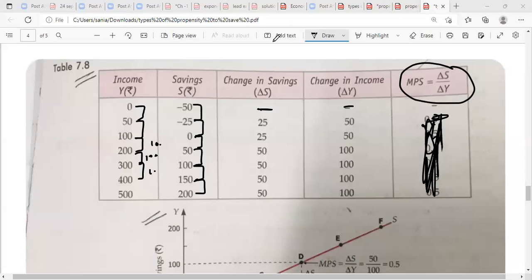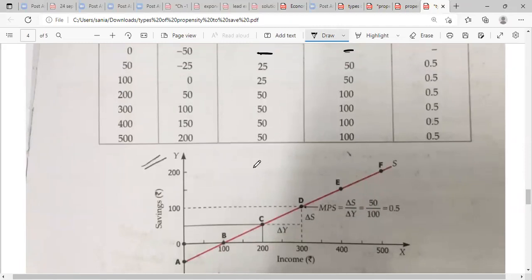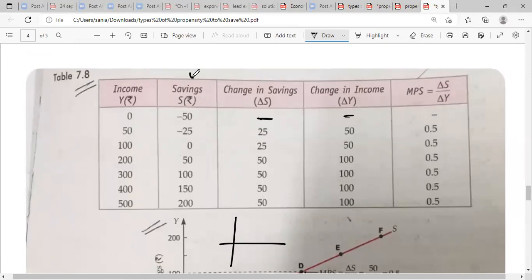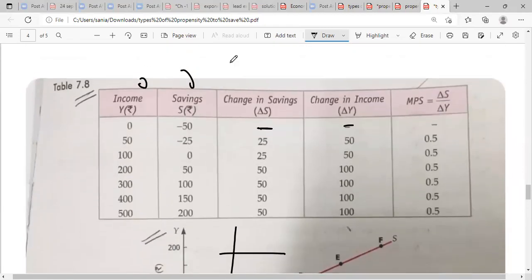Okay, done? I hope everyone got the answer 0.5. Okay. Now you are going to draw your graph. Same. You are going to take savings and your income. Right? So quickly draw it. Now you people are very pro. You can easily draw it now.